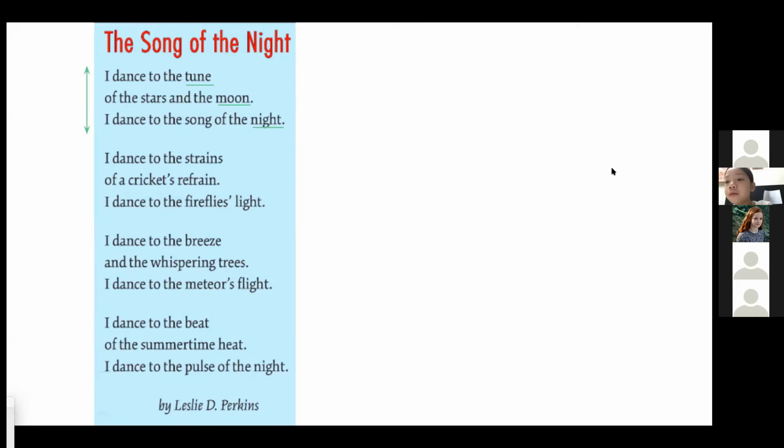Thank you, Lily. When you were reading it, those rhyming words give it a rhythm or a beat, right? I dance to the tune of the stars and the moon. I dance to the song of the night. Okay, good job.